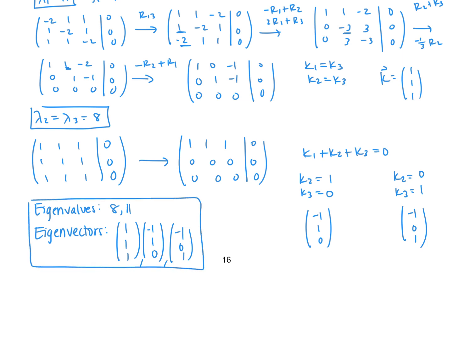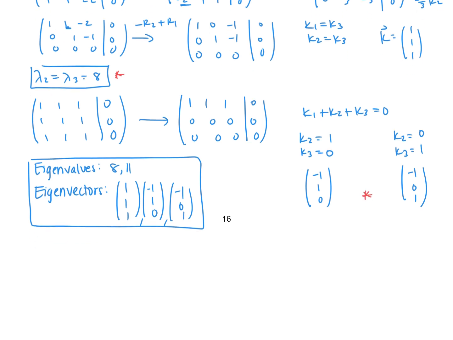So if you tried that one on your own, that's great. Very proud of you for trying it on your own. If you didn't, that's okay. Hopefully you now have the skills that you can do the next one on your own. What I want to note here, though, is we had this eigenvalue of multiplicity 2, which gave us 2 eigenvectors. That's not always going to be the case.